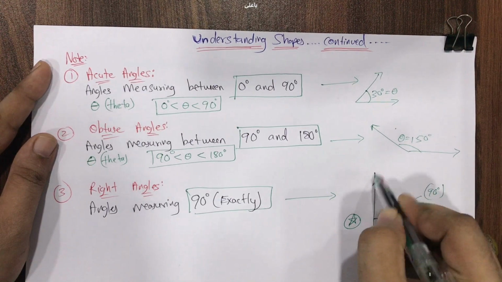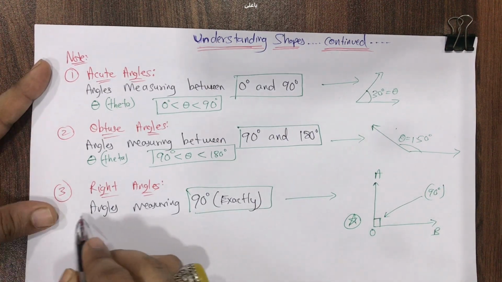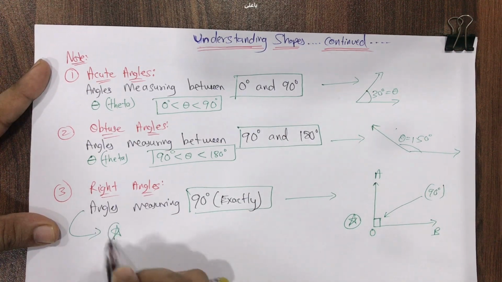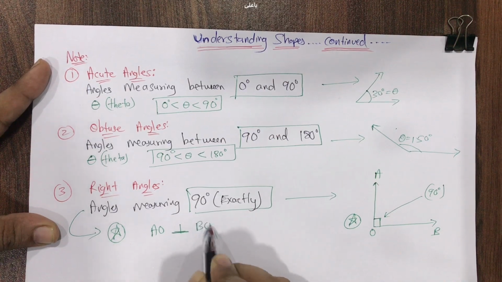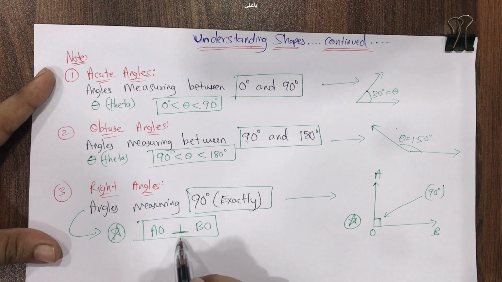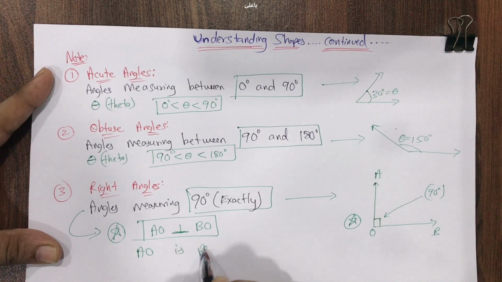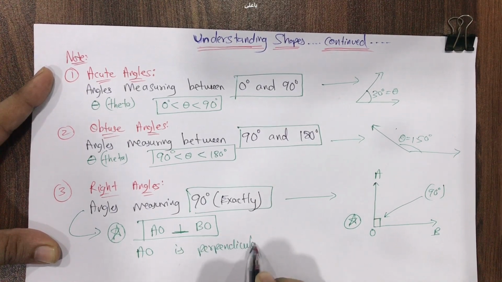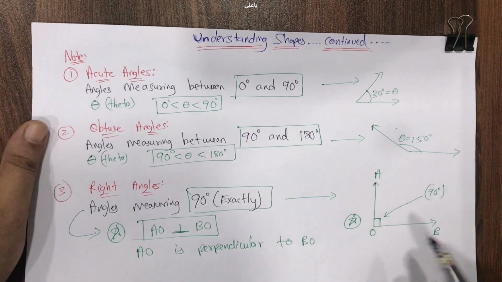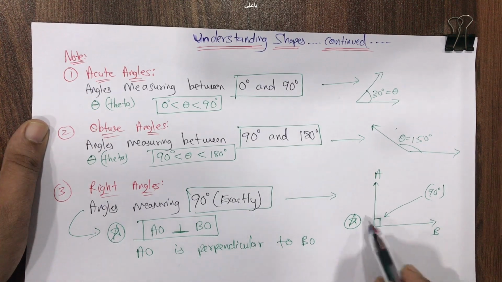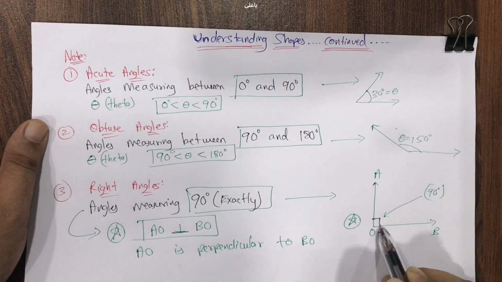If I name this AOB, then angle AOB is 90 degree. Now pay attention, another note within the same thing. Over here I can also say AO and BO. What I have written is AO is perpendicular to BO, or OB also you can write. So this is another way of telling someone that this is 90 degree. One way is angle AOB is 90 degree, given to you. We never write 90 like this. We just make a box like this.